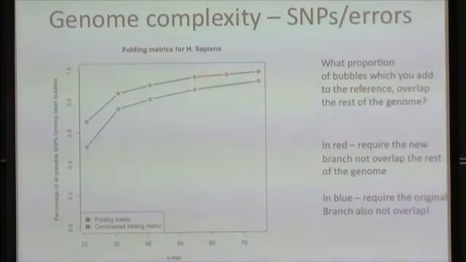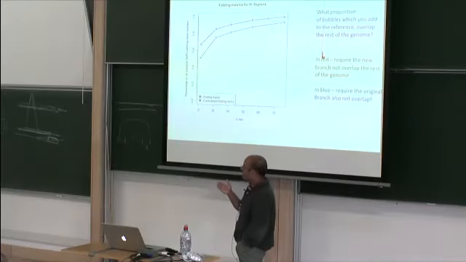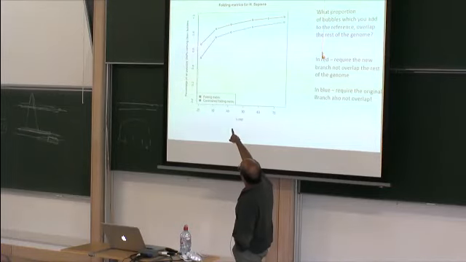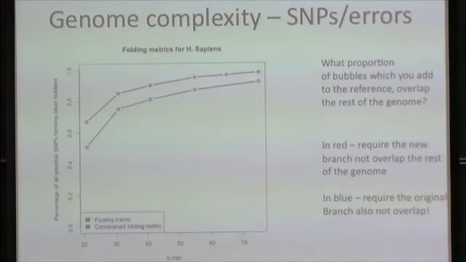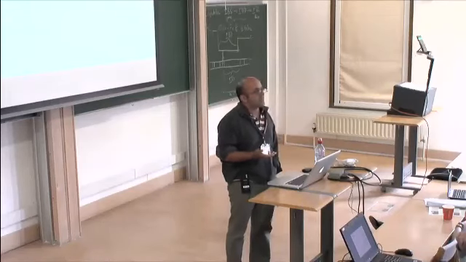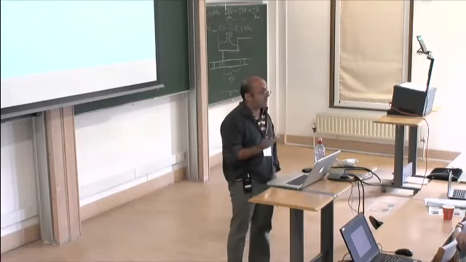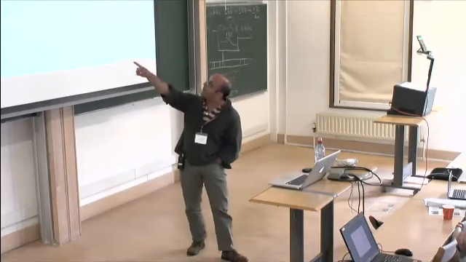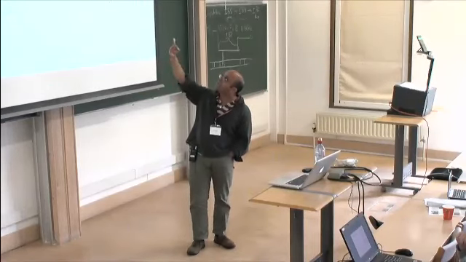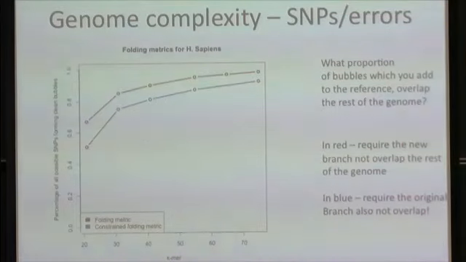So there's two things you want to look at here. First of all, let's look at the red curve. The red curve is essentially the property of the genome, and that's showing the percentage of these new alleles created by new SNPs that don't overlap the rest of the genome. At KMA 21, for example, only just over 60% of your bubbles are novel. In other words, more than 30% of sequencing errors at KMA 21 overlap other parts of the genome and confound you. Only when you start moving up to higher KMA levels do you start managing to avoid that.